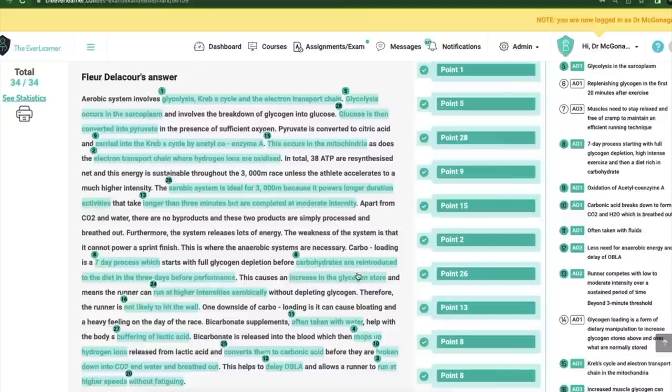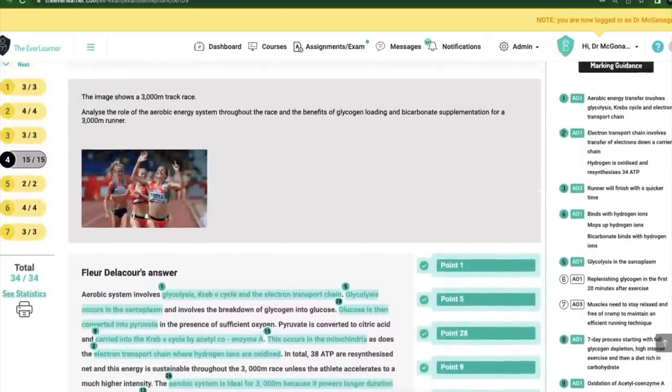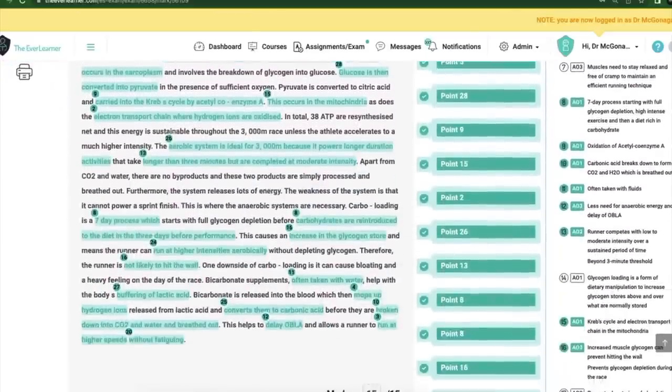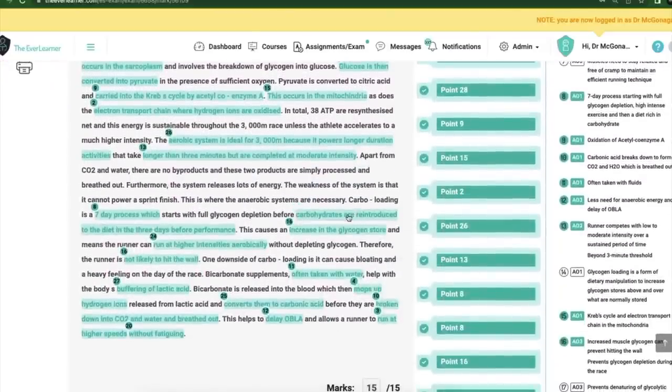Carbo loading here and the bicarbonate supplementation. I thought it was only bicarbonate supplement. Was it both? Oh, both glycogen loading and bicarb supplementation. We'll come back to that when we do that section at the end of this particular revision session. But that's a really nice first part of our answer.